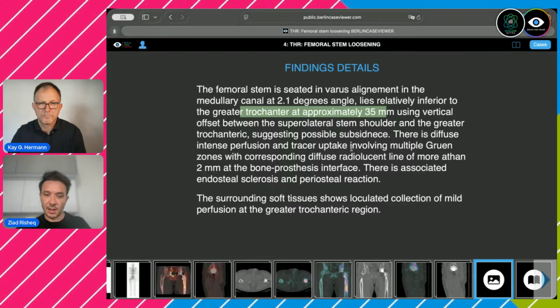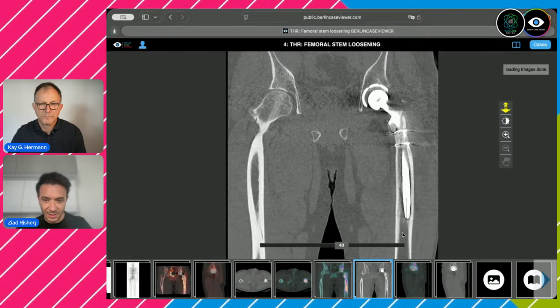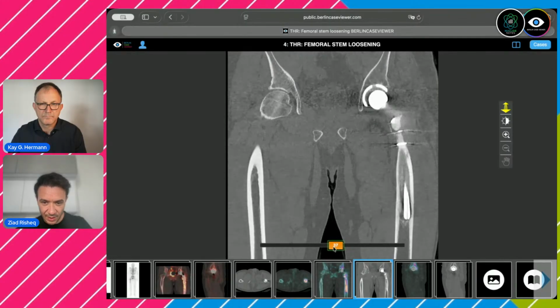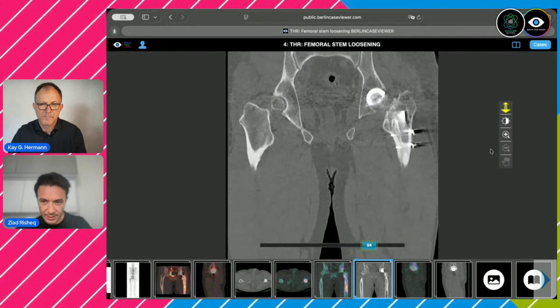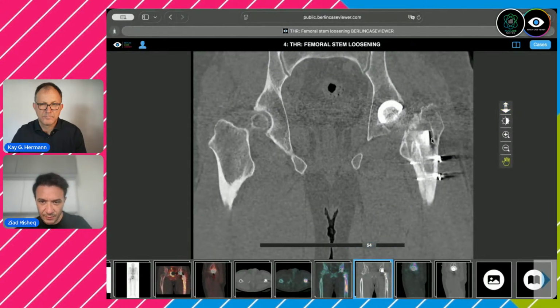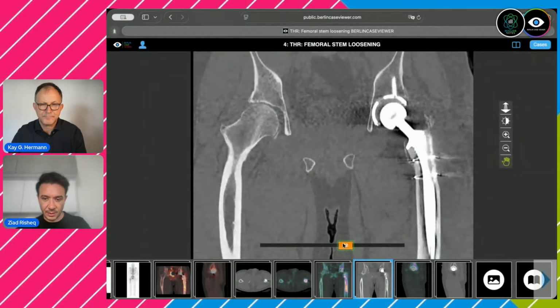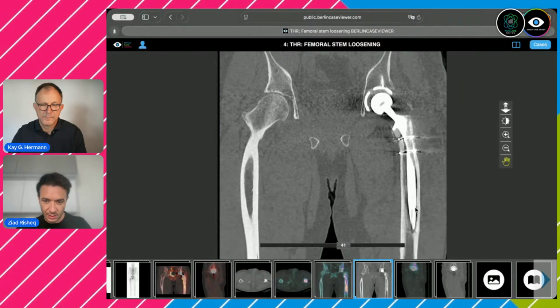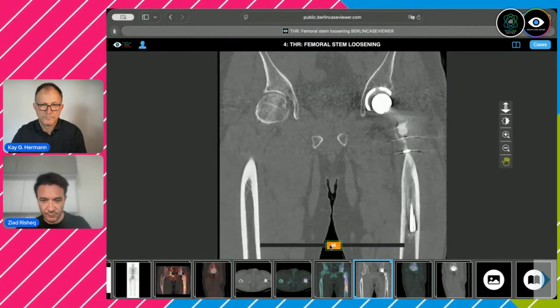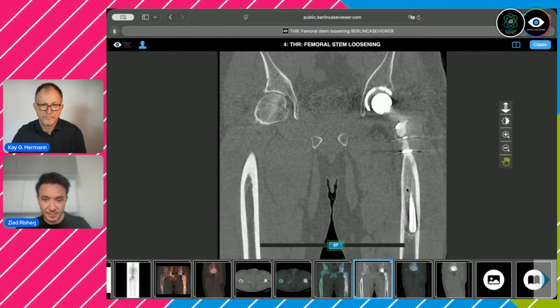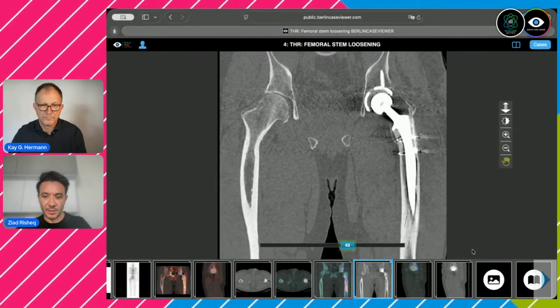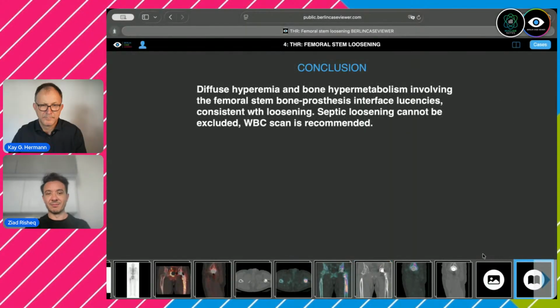And we have diffuse perfusion and delayed tracer uptake involving all the femoral zones. And again, we have a large osteolysis over here, as you can see on the CT. And even over here, you can see these are cerclage wires to support the fixation of the femoral stem. But unfortunately, in this patient, there was a subsidence confirmed intraoperatively, and there was aseptic loosening around the femoral stem.